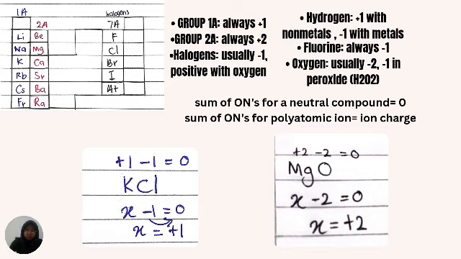For this question here, KCl. We know that K is in group 1A, so the oxidation number for potassium here is +1. And chlorine, we know that it is a halogen, so -1, and the sum equals 0 because this is a neutral compound. Same goes for this question, MgO. Mg is in group 2, always +2, and oxygen is usually -2, so the sum equals 0, because this is a neutral compound.